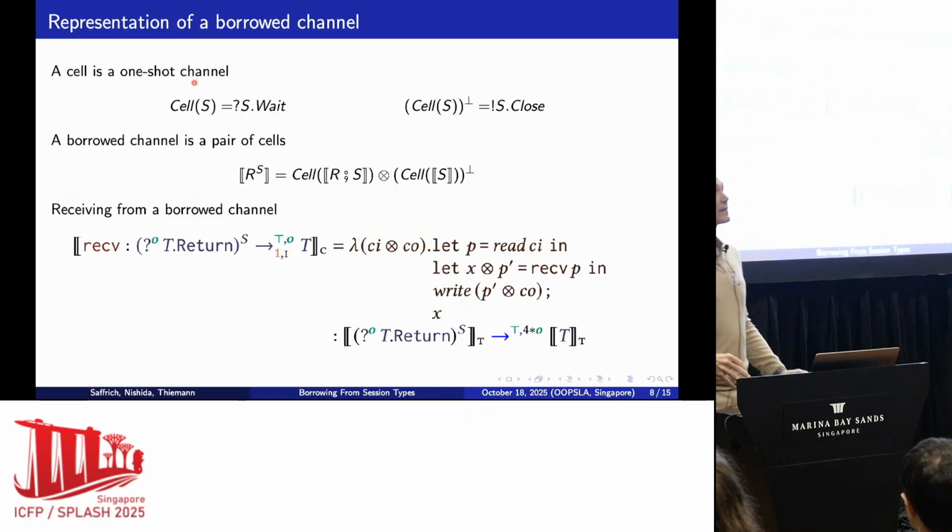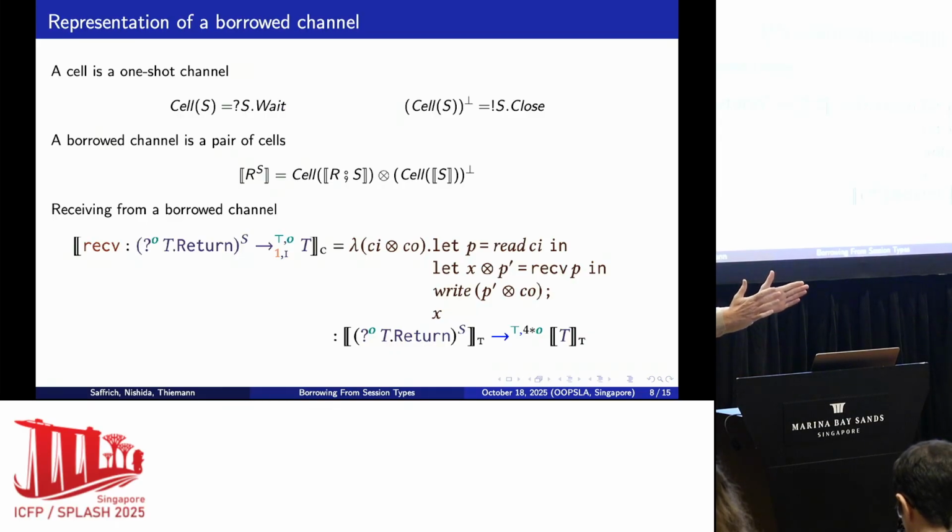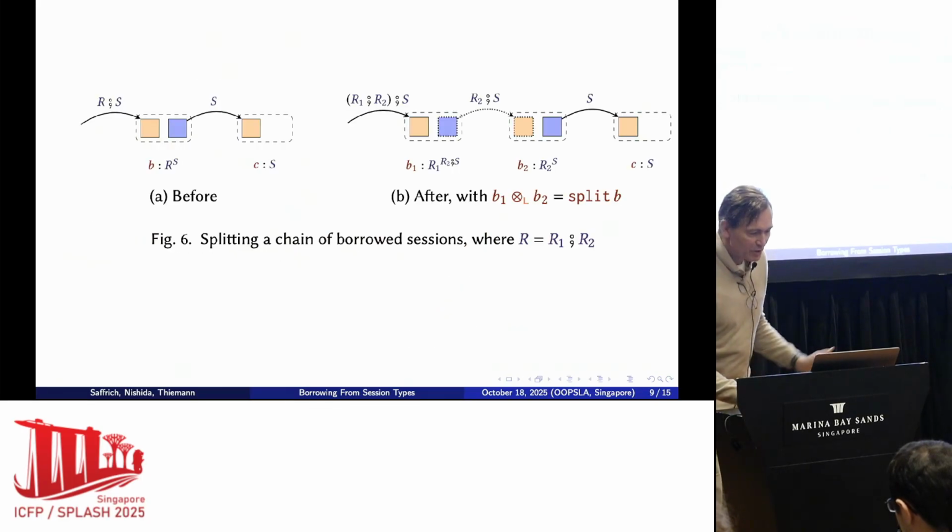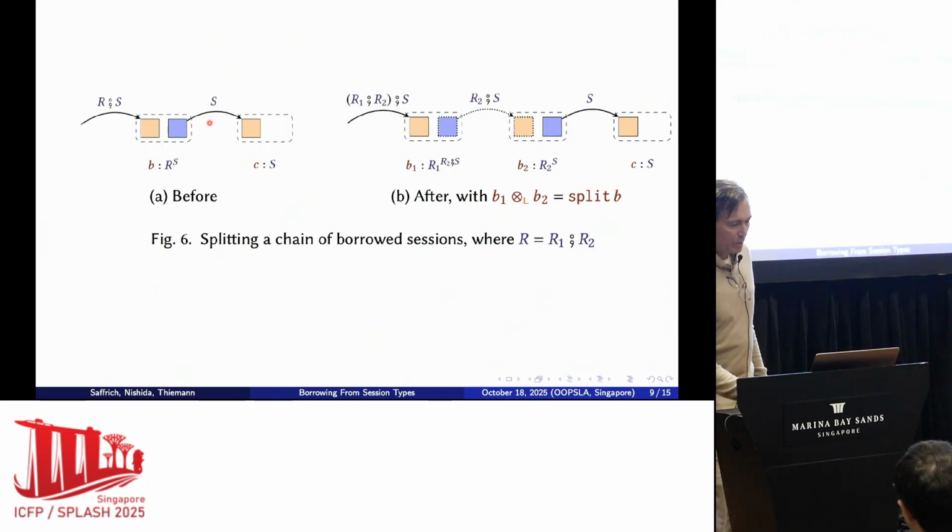That happens in our paper by performing a transformation, or in a compiler that would do the transformation. So essentially what we're doing is we're representing a borrowed channel by a pair of cells. The first cell here is really one end of a one-shot channel, and on this one-shot channel we are expecting to receive the primitive channel on which we do the actual communication. Let me show it to you in a picture. So that's the typical representation of such a borrowed channel.